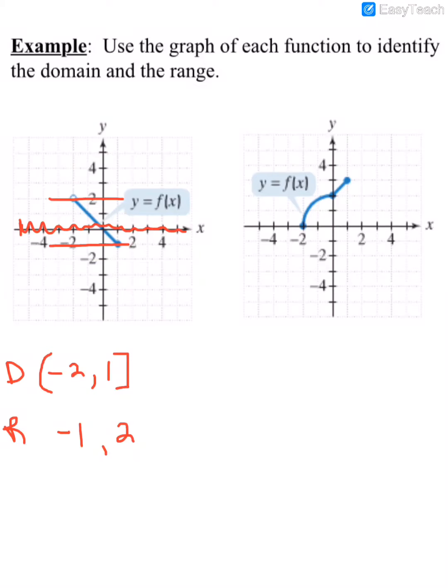Now we need to determine what symbols we use for our interval. Down at -1, I have a closed circle, so I'm going to use a bracket by -1. And then up at +2, I have an open circle. That means it's not included, so I use a parenthesis.